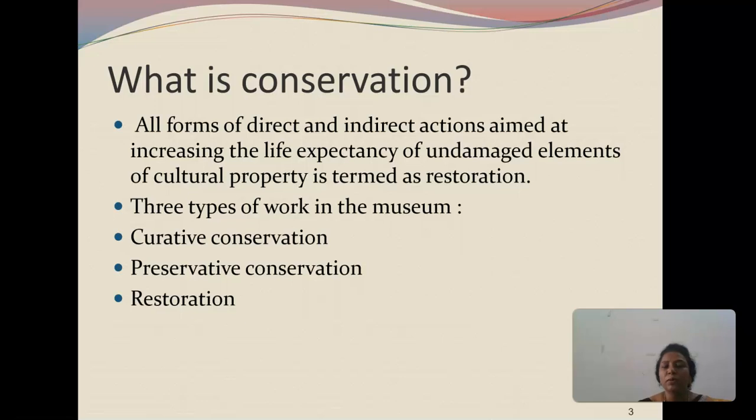All forms of direct and indirect action aimed at increasing the life expectancy of undamaged elements of cultural property is termed as conservation. There are three types of work in the museum. They are curative conservation, preservative conservation and restoration. And we'll see in detail what these three types are.